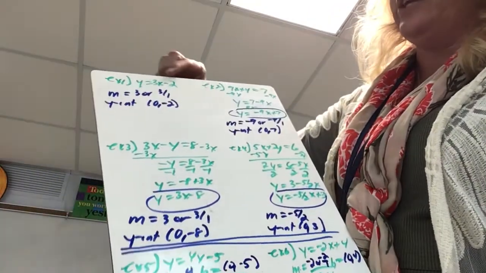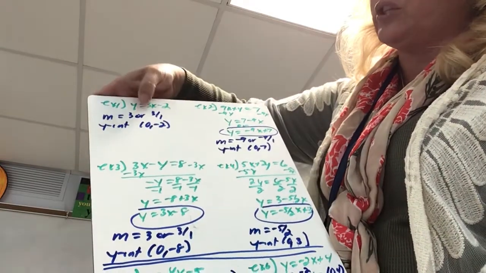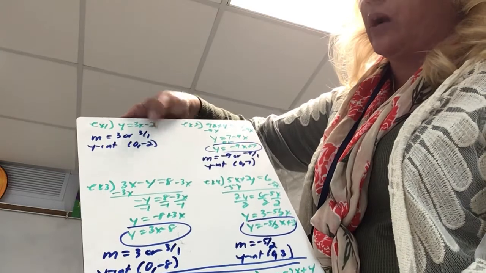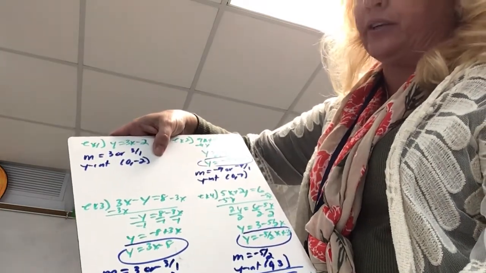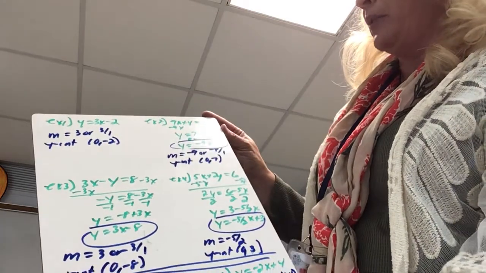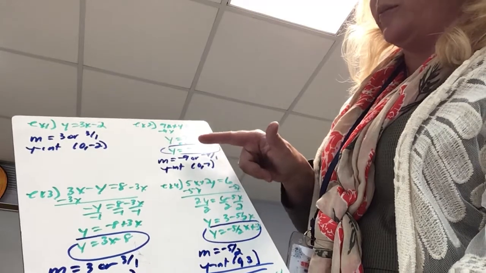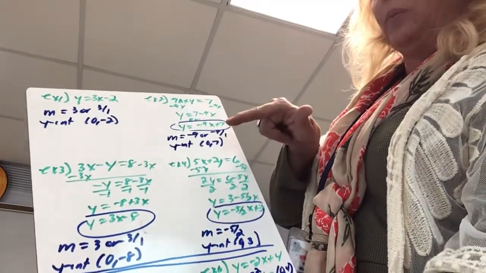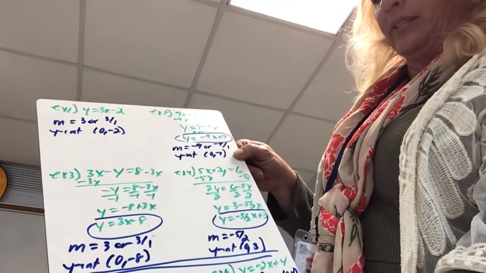Okay, so we are back, and example 1, y equals 3x minus 2. All right, already in slope-intercept form, so the slope is 3, or I could write it as 3 over 1 because slope is rise over run. The y-intercept is 0, negative 2. Write the y-intercept as a point. Okay, number 2, I had to subtract 9x, but then put it in slope-intercept form, so the slope is first, so y equals negative 9x plus 7. The slope is negative 9, or negative 9 over 1. The y-intercept is 0, 7.